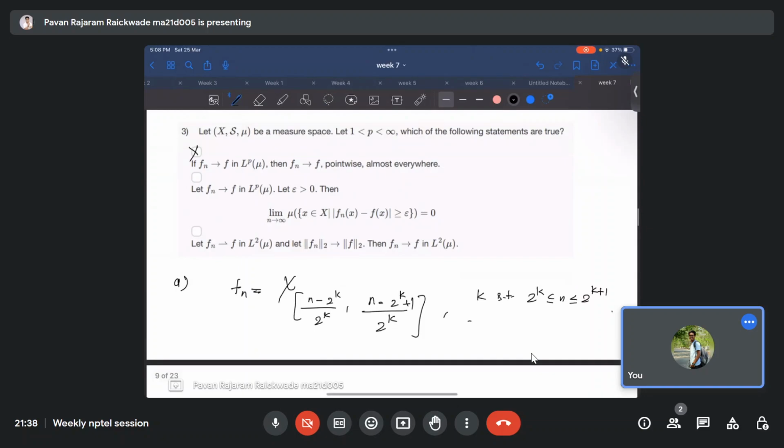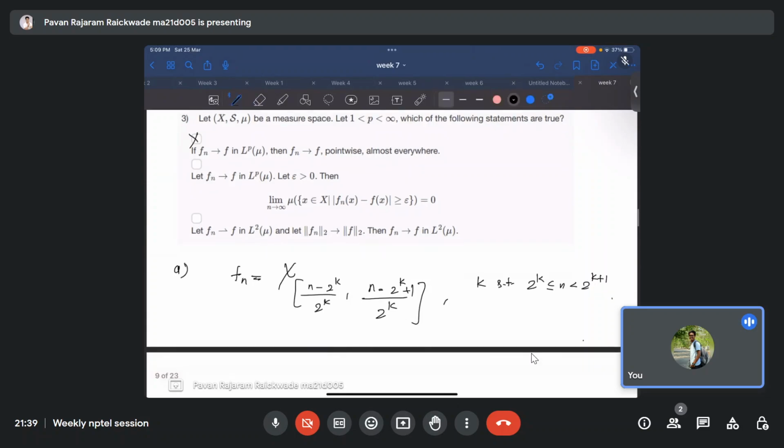For n equals 1, what will k be? k should be 0, and this should be strictly less on one side. Yes, k should be 0 only, because 2 to the 0, which is 1, is less than or equal to 1, which is strictly less than 2. For n equals 2, what will be the value for k? k should be 1 only, because 2 is less than or equal to 2, which is strictly less than 4. Now this is a nicely defined sequence of functions. The good thing about this sequence is the measure of this characteristic set is always 1 upon 2 raised to k.